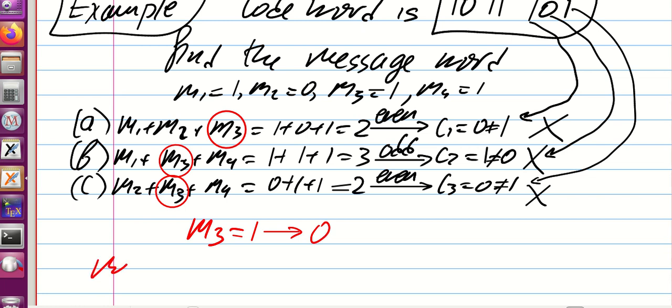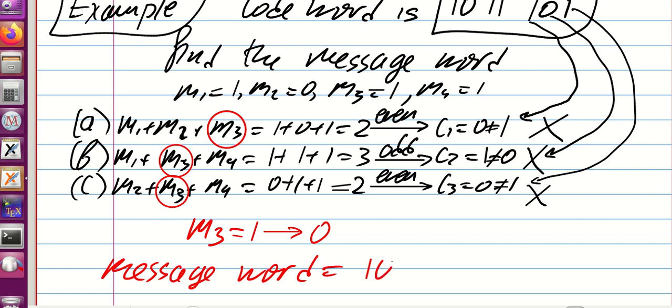So our message word, our answer, message word is equal to 1011. But remember, M3 we switched into a 0. So it has to be 1001.